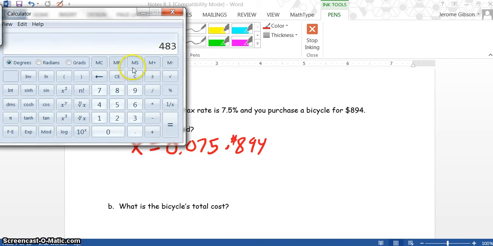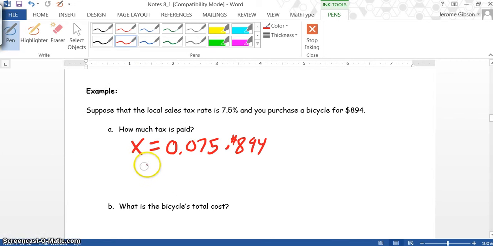So now we would take our calculator and we would take 0.075 and multiply by 894. And we would get 67.05. That's how much money would be paid in sales tax. It says, what is the bicycle's total cost? So we would take our $894 and add our sales tax to it.